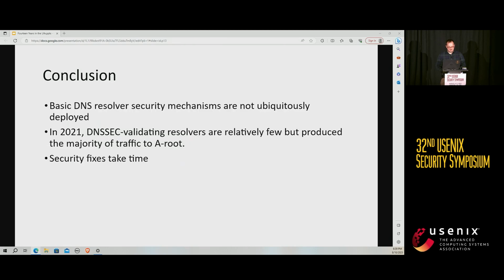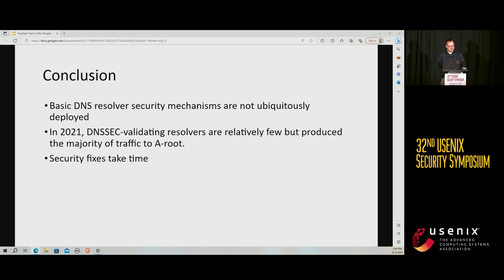So in conclusion, basic DNS resolver security mechanisms are not ubiquitously deployed. To this date, significant portions of vulnerable resolvers continue to be inadequately protected by the security mechanisms we considered. The ideal would be to have all resolvers behaving securely, but barring that, we stress the importance of deploying spoofing prevention mechanisms, such as BCP38 and 84. These mechanisms theoretically could protect against some of the attacks that we considered, though recent work shows that they're far from being adequately deployed.